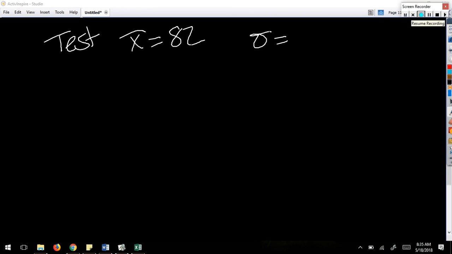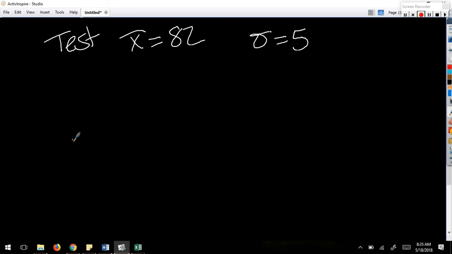Let's just say with a mean of 82 that the standard deviation was 5. Is that fairly spread out or no? Did most people make within the same range, or did they not? I think it needs to be about 10.